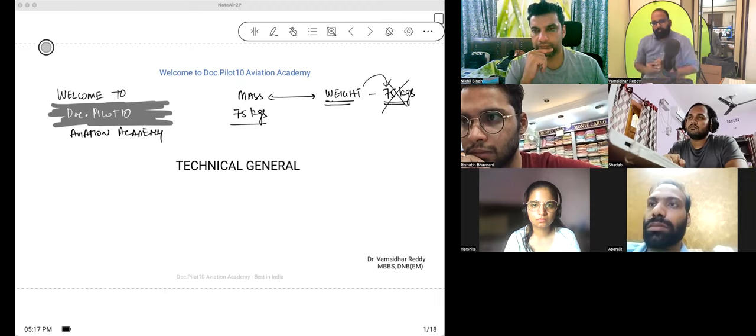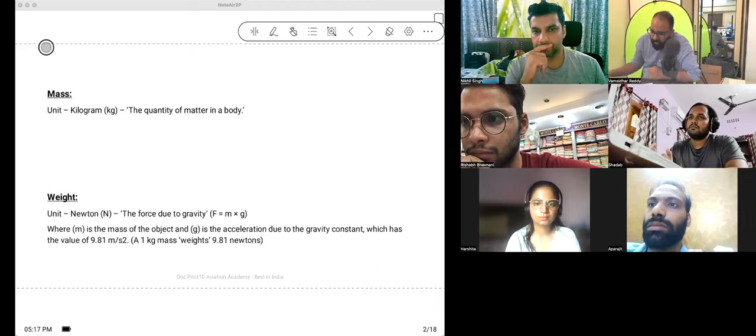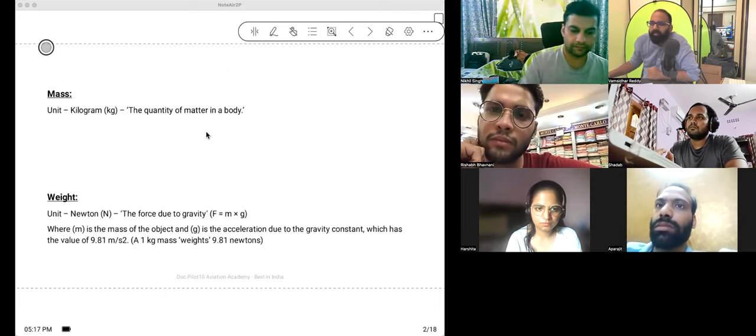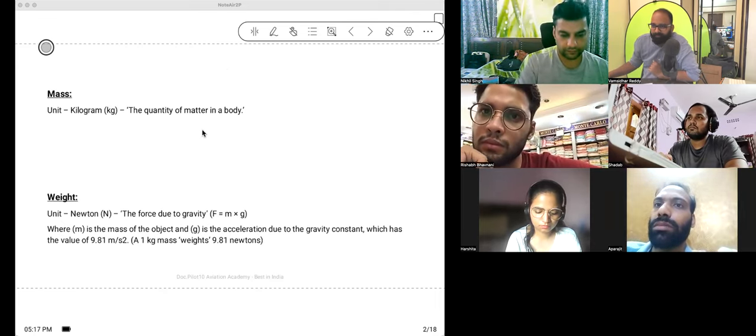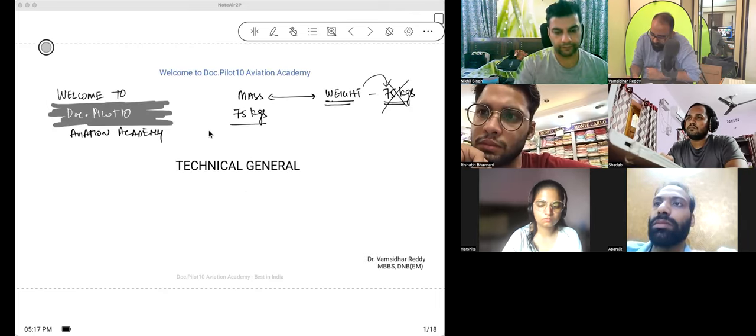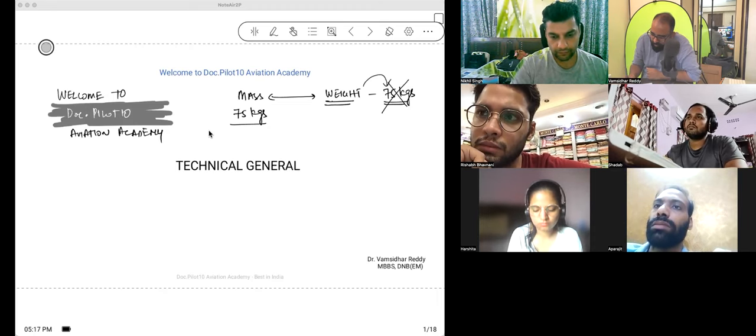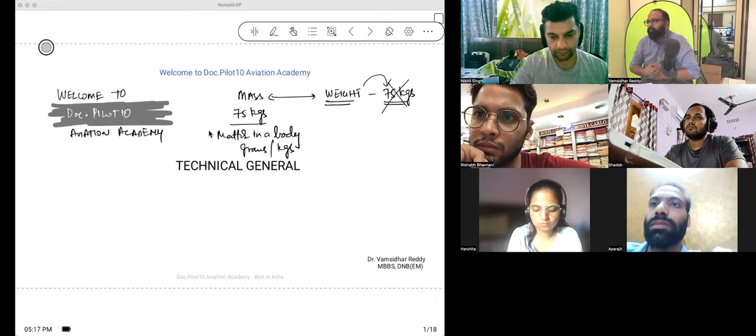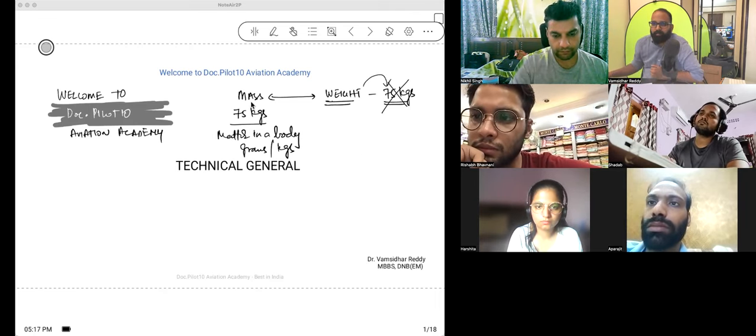So what is mass? Mass is the amount of matter that is present on your body. Correct. So the mass is the amount of matter in a body. It is measured in grams or it is measured in kilograms. Is this clear? What is mass?